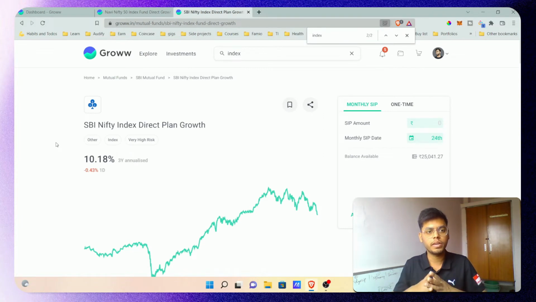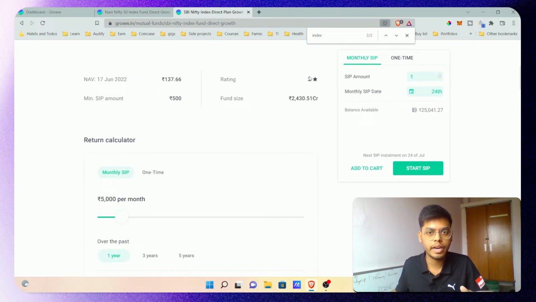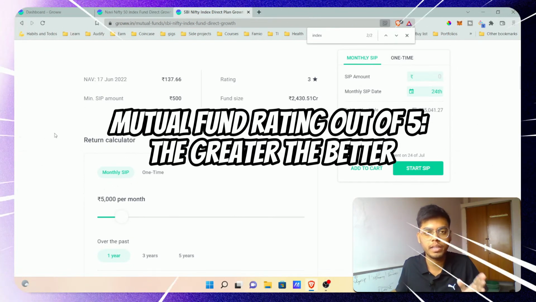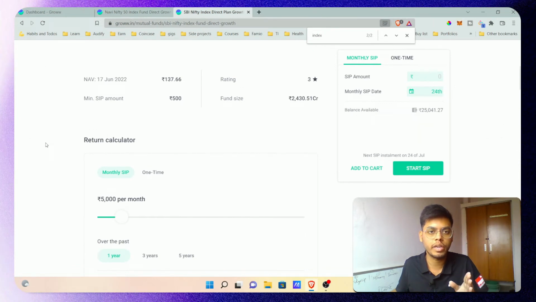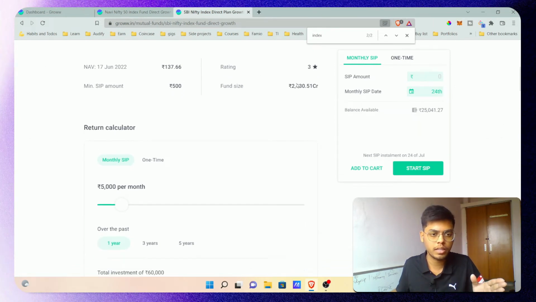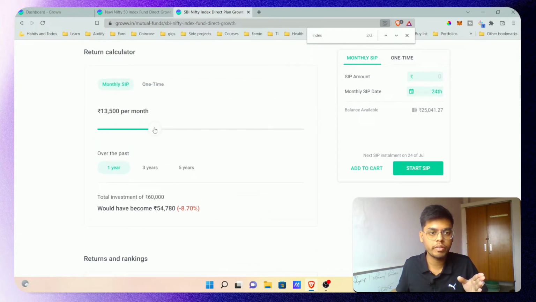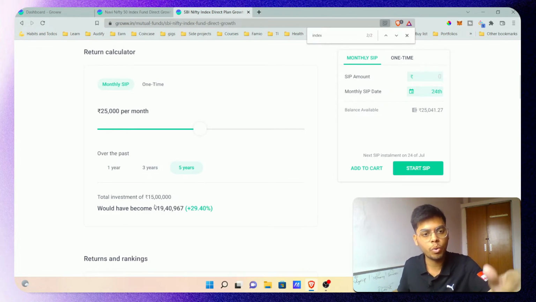This is the SBI Nifty Index Fund Direct Plan Growth. This is an index fund, as you can see here. If you go here, there's a rating for every fund based on performance, how well they are beating other similar index funds in the market. The higher the rating, the better. And these are all the things that we have already discussed. If you see here, if you invest like 25,000 a month, like we did priorly, for 5 years, you would have made a total investment of 15 lakhs in 5 years.